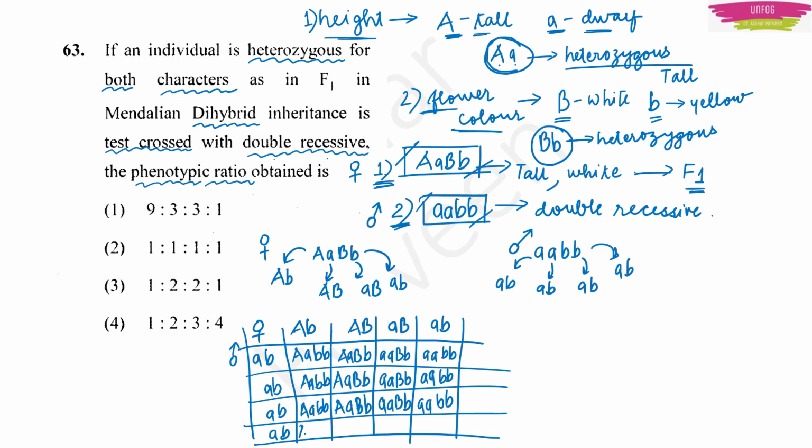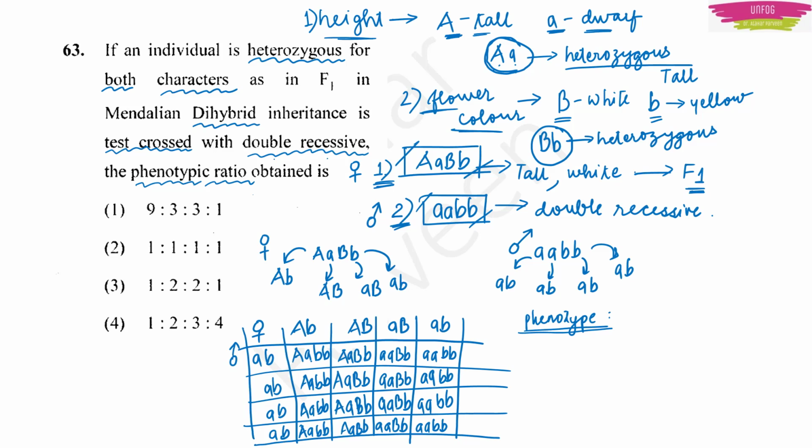Then next we have again capital A, small b, small b. Capital A, capital B, small b. Then again we have small a, capital B, small b. Small a, small b and small b. Okay. Now let's write down the phenotype. What all are we observing here? What type of plants, what type of progeny are we getting here?